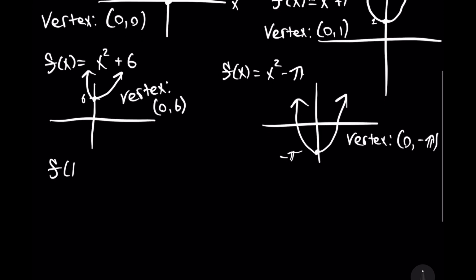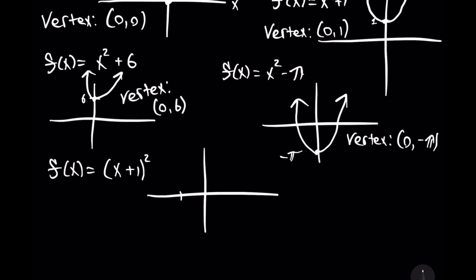Let's consider f of x is equal to the quantity x plus 1 quantity squared. Once again, we can pull out our graphing calculator, and roughly we'll get something that looks like this. The parabola has been shifted 1 unit to the left from the origin. So we get the vertex at negative 1, 0. The only difference with the parabola x squared is that this parabola has been shifted 1 unit to the left from that origin, 0, 0.